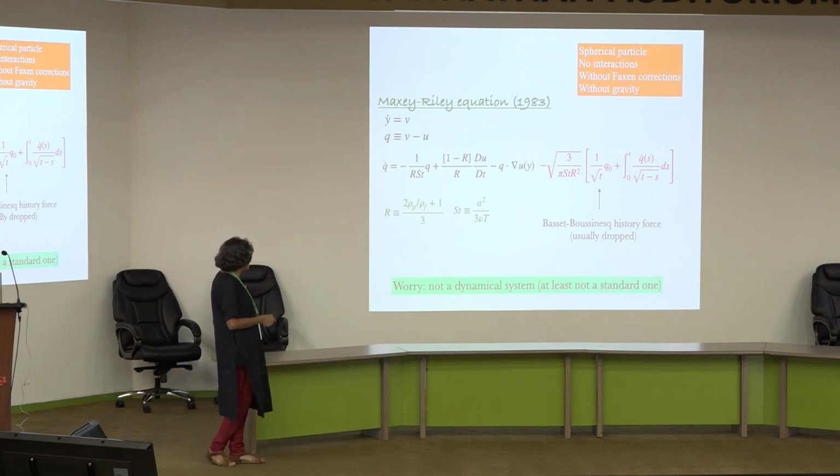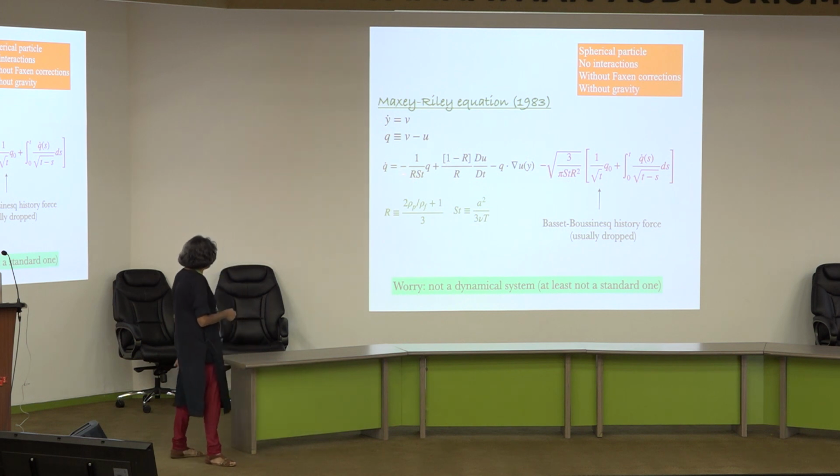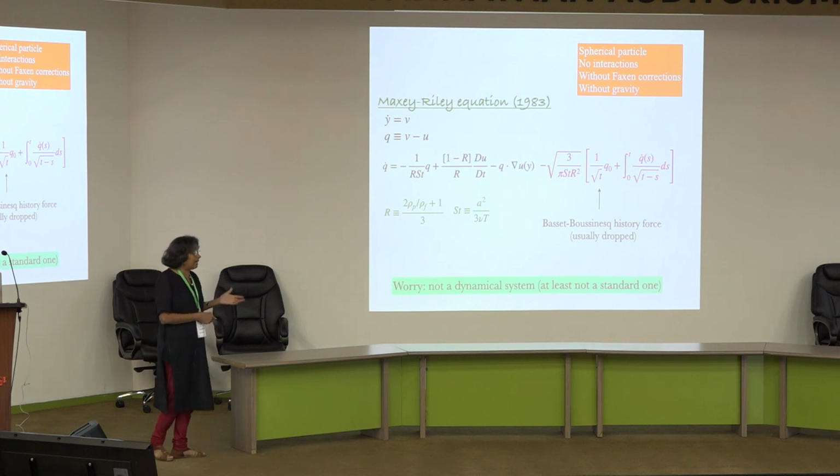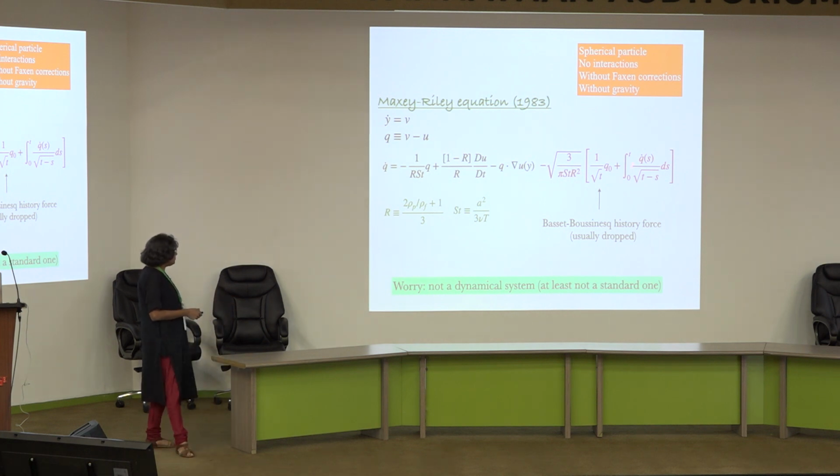So you can imagine that in order to find the acceleration of the particle, I need to know its acceleration and the fluid's acceleration at every time in the past, and I have to integrate it at every time anew. So I have to start again from time equal to 0 because of this kernel, the square root kernel. I have to keep doing this integral every single time.